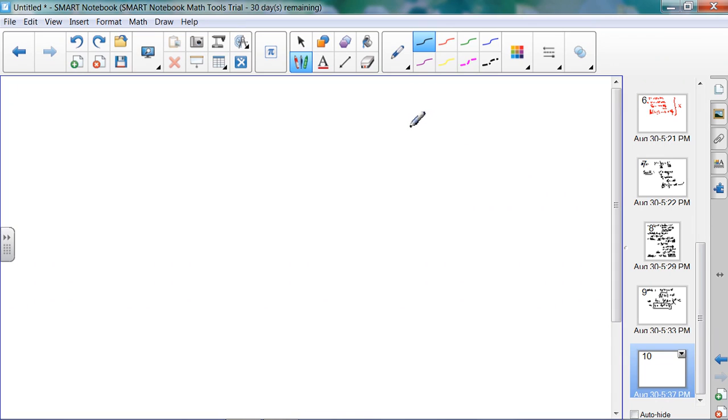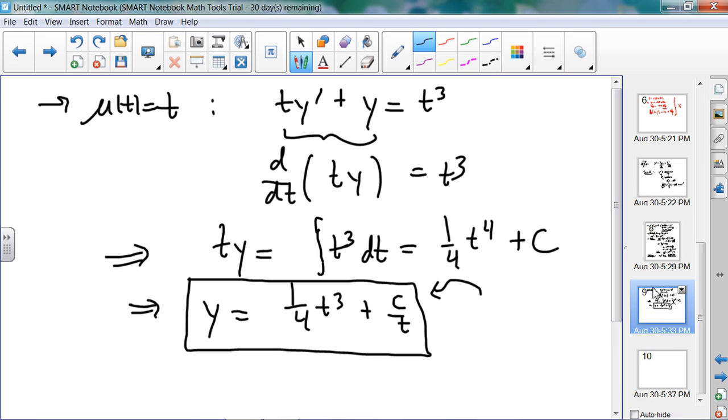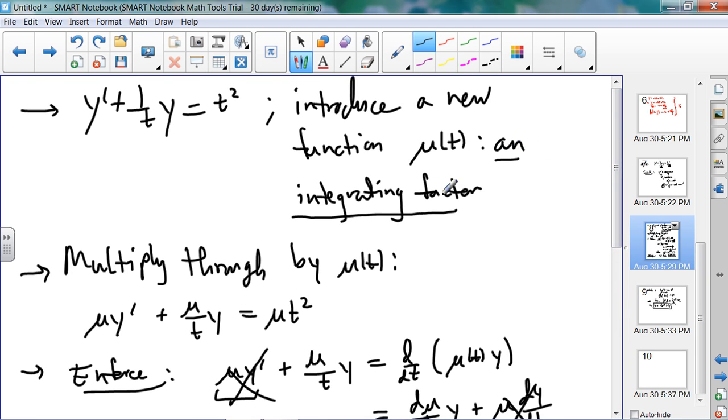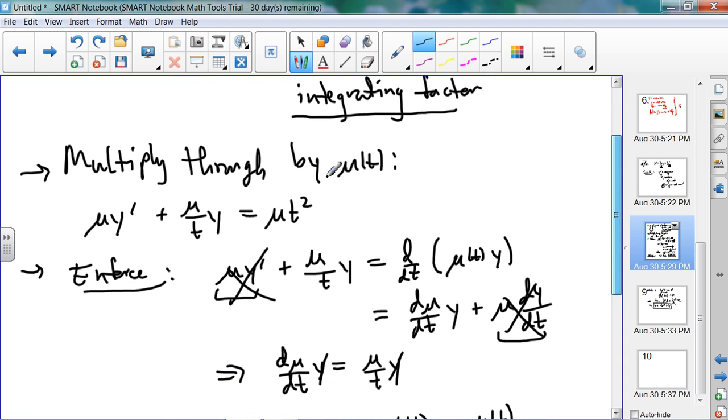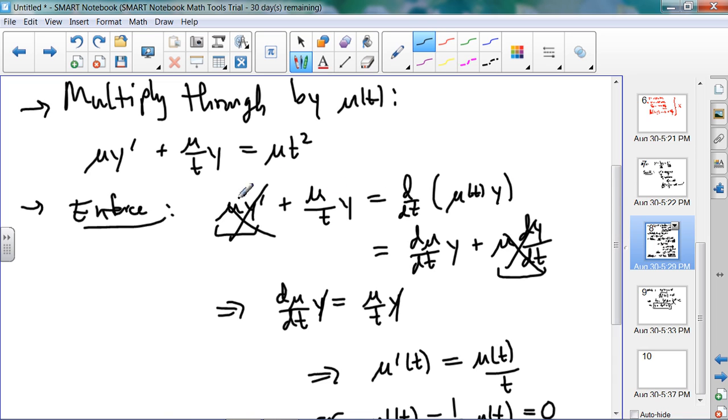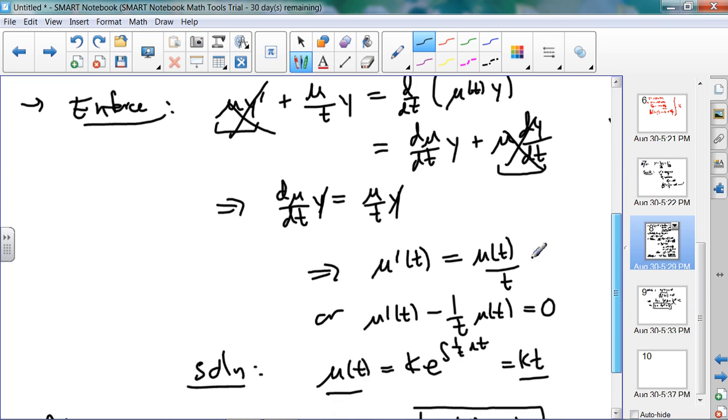So now that we've solved our first non-homogeneous equation, we want to see if we can go back and try to extract some sort of general principle that we can use for other equations. So the very first place that we started with was introducing an integrating factor. We multiplied through by that, and then we enforced that whatever we got on the left-hand side be the derivative of the integrating factor times y. Now that led us to a differential equation for mu.